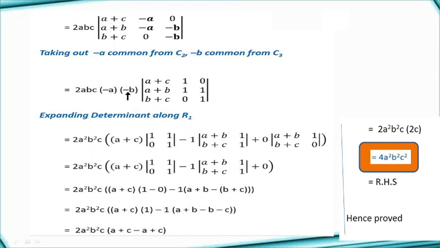So minus a into minus b into 2abc will be 2a square b square c, and then we have to expand this determinant along any row or any column, because at least we are getting two zeros. So let's expand along the first row. After expanding, 2a square b square c into 2c, here a c plus c is 2c and a minus a will be cancelled, and after opening this, 4a square b square and c into c, c square. That's what we wanted. It was there on the right hand side, so it is proved.